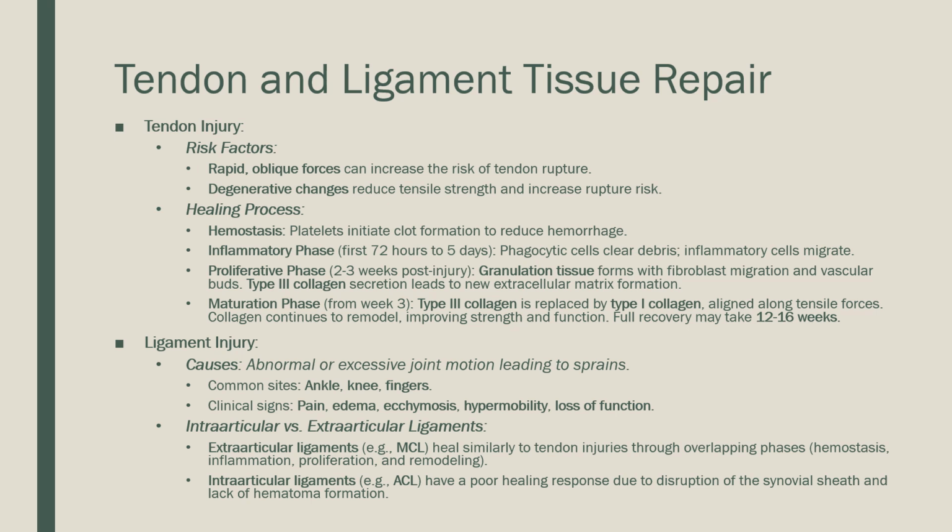And the maturation phase, from about week 3, where type 3 collagen is replaced by type 1 collagen, aligned along tensile forces. Collagen continues to remodel, improving strength and function. Full recovery may take 12 to 16 weeks. Challenges include collagen maturation, where immature collagen lacks strength and is randomly oriented. Tendon repair tissue remains weaker than healthy tendon for several months. Maximal muscle contraction should be avoided for at least 8 weeks.